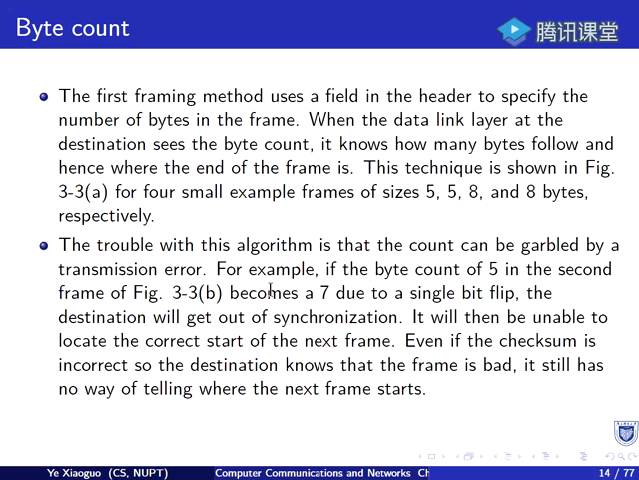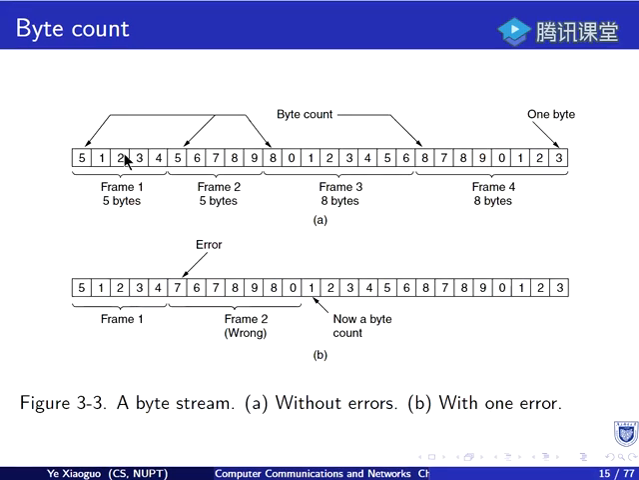The first framing method uses a field in the header to specify the number of bytes in the frame. When the data link layer at the destination sees the byte count, it knows how many bytes follow, and hence where the end of the frame is. This technique is shown in Figure 3A for 4 small example frames of size 5, 5, 8, and 8 bytes respectively.